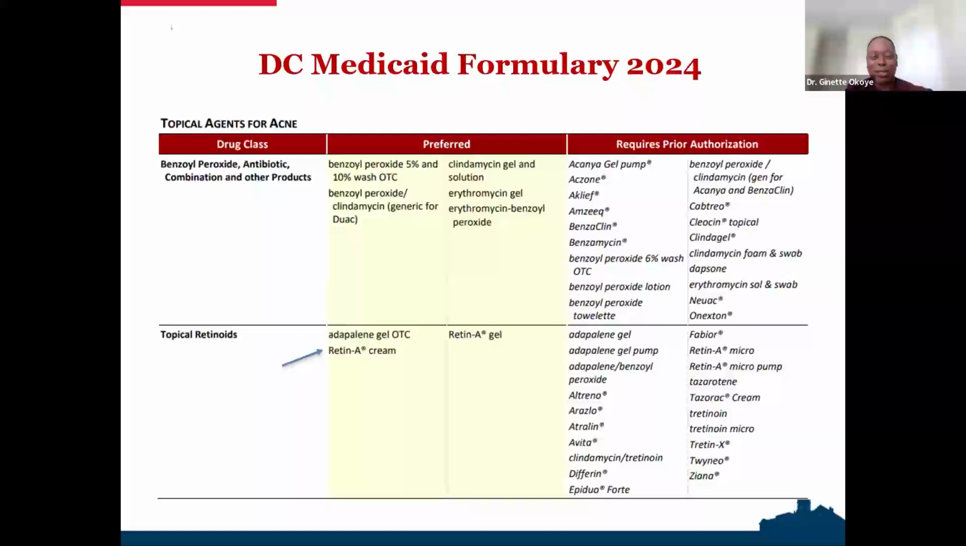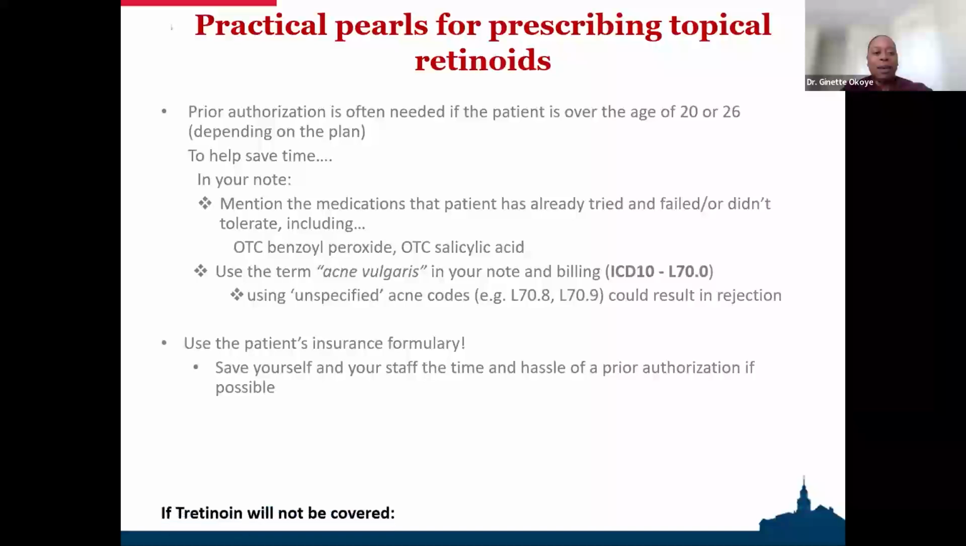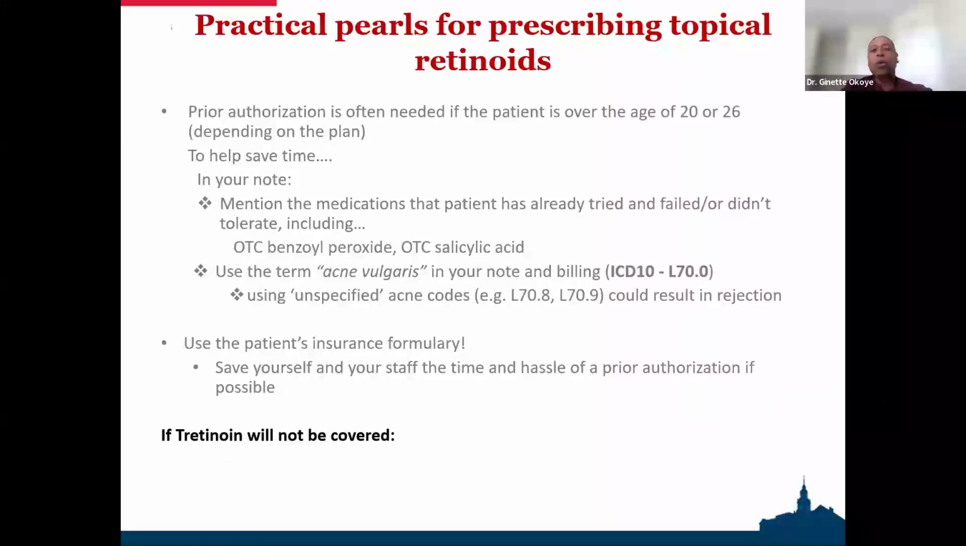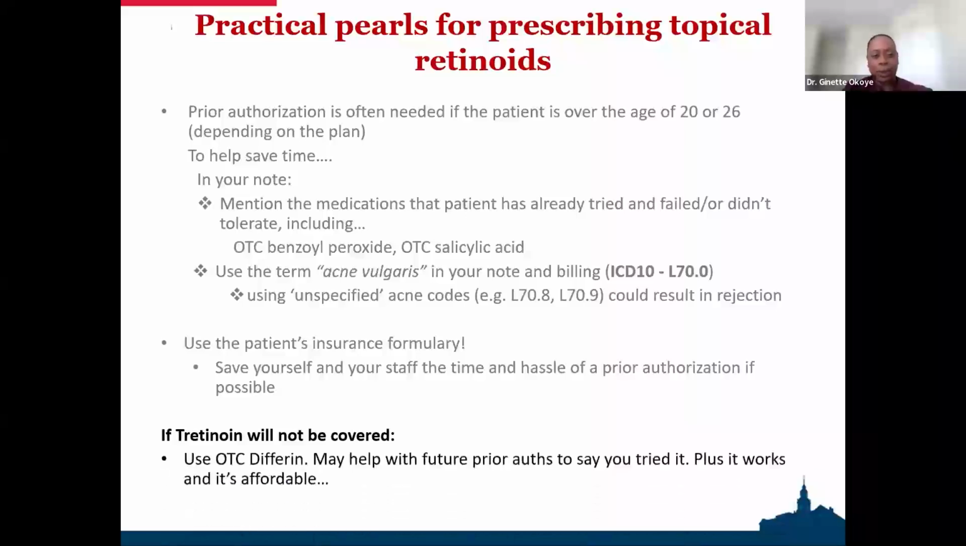It's just not intuitive. So do check your patients' formularies. If the vast majority of your patients have a specific insurance, you can save yourself a lot of time. And if for some reason tretinoin won't be covered, or you just don't have time for yet another prior authorization, I absolutely get that. Just use over-the-counter Differin.